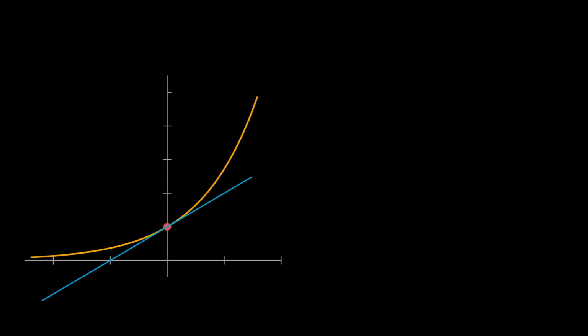So match the bending. Curvature is what the second derivative measures, so we add one more term, shaped like the square of the distance from A, tuned to match the second derivative. That's the term 1/2 f double prime at A times the distance squared.